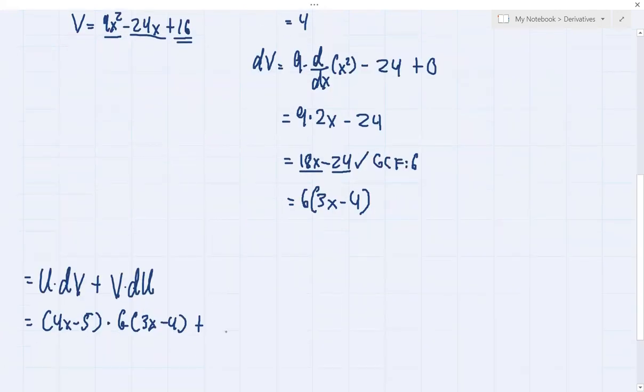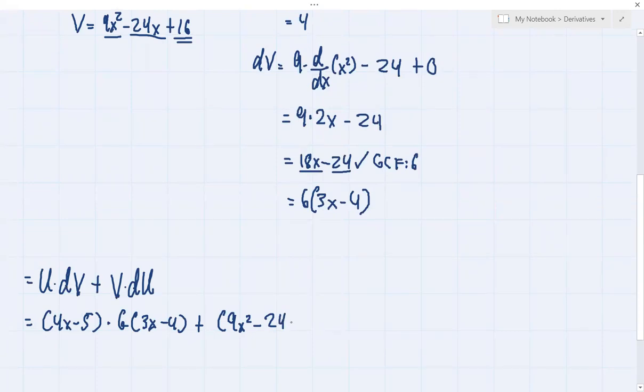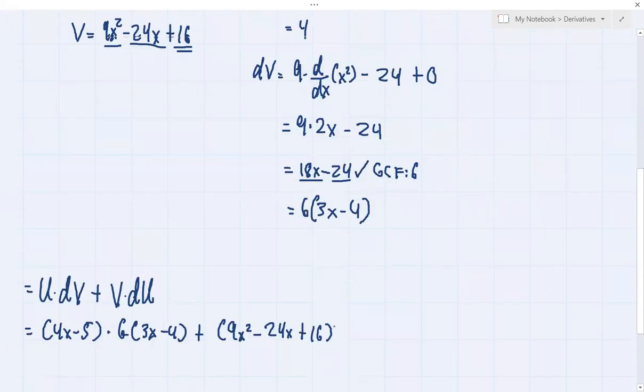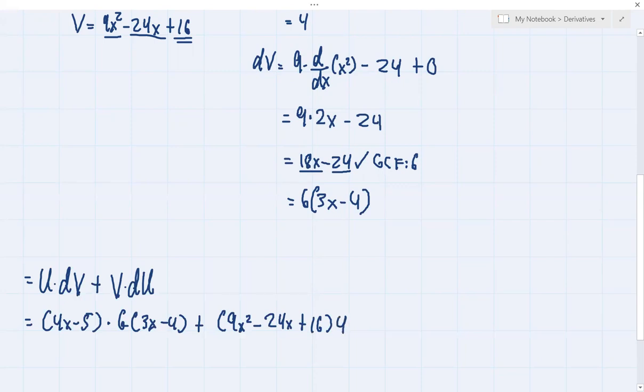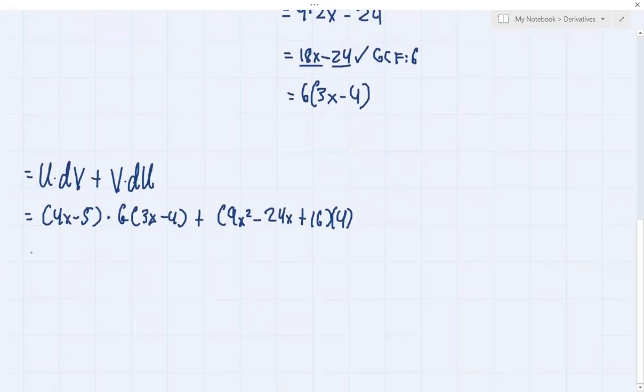Next, we have CV, which is the trinomial 9x squared minus 24x plus 16. Then next, DU, which is 4. So, times 4. That's it. Now, let's simplify.